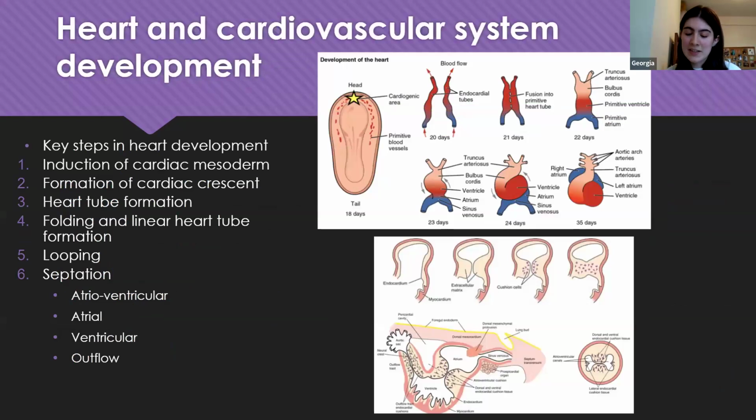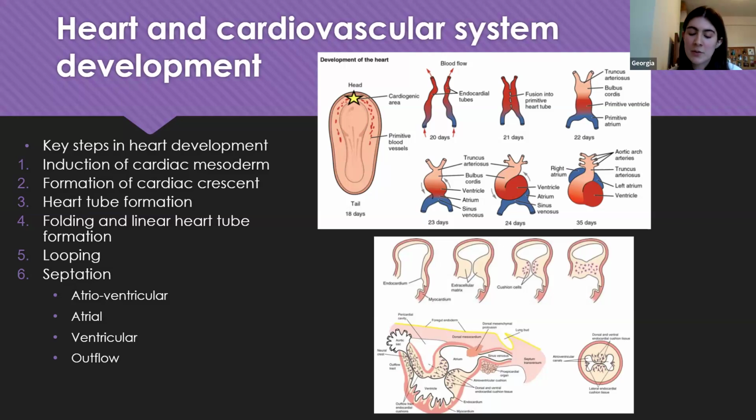Okay, next up is heart development. Again, quite a complex process with several steps, but we're going to break it down. So it starts with induction of the cardiac mesoderm, and that's derived from the lateral plate splanchnic mesoderm, and the key signal here is BMP2.